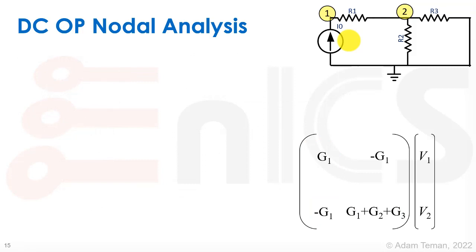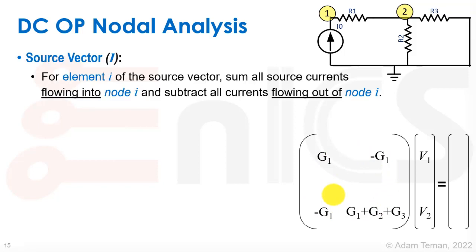So we discussed how to compose the conductance matrix, but what about the source vector? So the source vector I, that's this over here. We're going to go for element I of the source vector, element 1 and element 2. We're going to sum all the source currents flowing into node I and subtract all the source currents flowing out of node I.